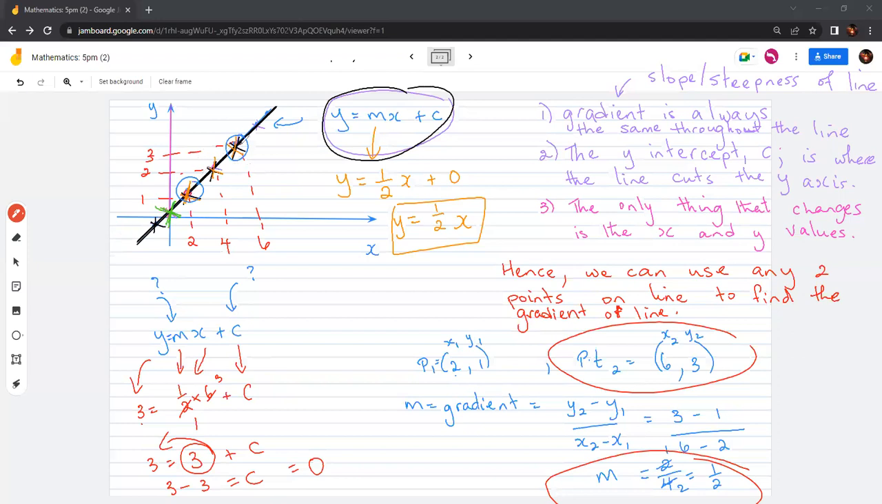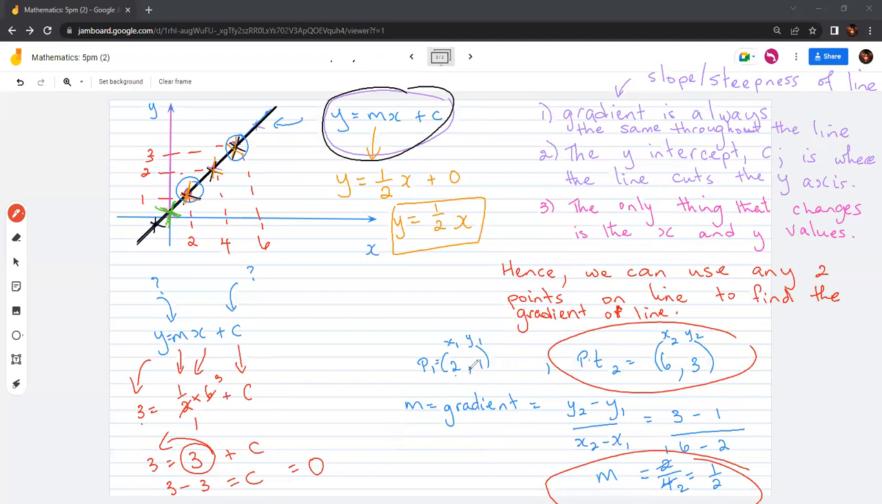If I'm given a graph like this, I can select any 2 points on that line, or sometimes they might give you 2 points on a line. You can use those 2 points in order to first find the gradient, using the formula y2 minus y1 over x2 minus x1. You substitute the values correctly.